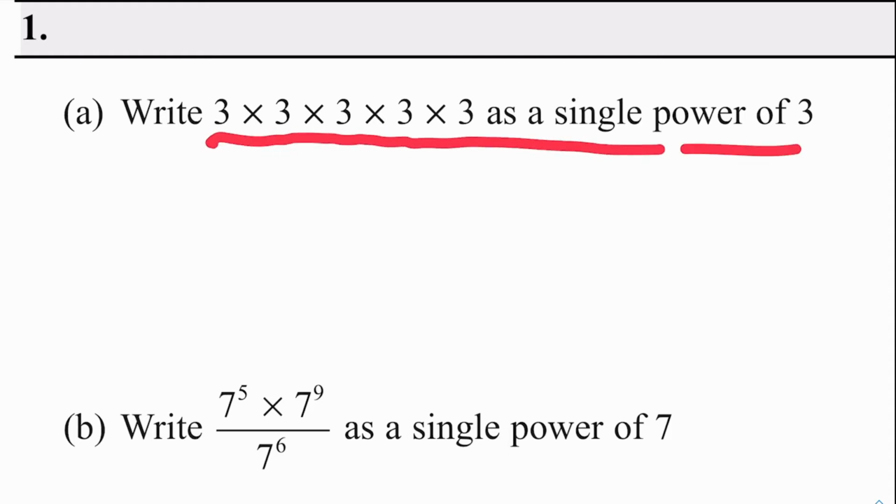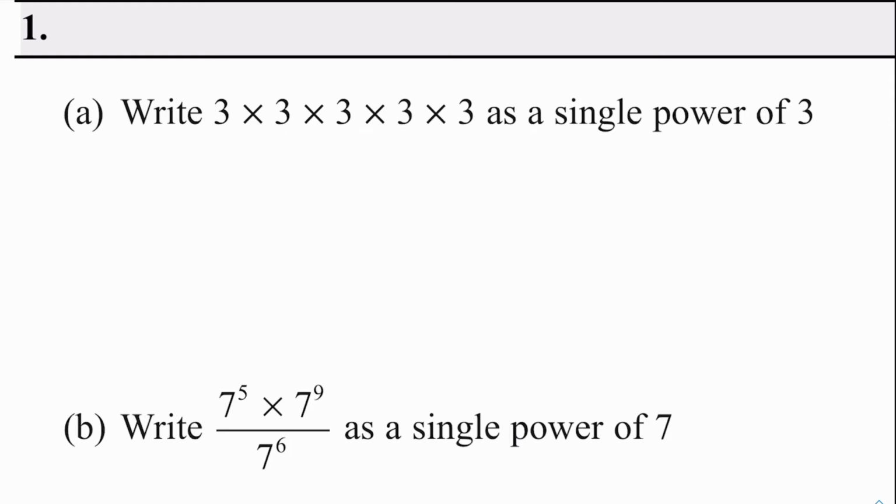3 times 3 as a single power of 3. So a power of 3 just means that the base, which is the number which is being raised to a power, is going to be 3. Okay, and for this question all we have to do is count how many 3's there are here. As there are 5 3's, we can say that it's just 3 to the power of 5. This is because 3 times 3 is equal to 3 squared, and then times 3 again, we get 3 cubed, and so on. So 3 to the 4 and 3 to the 5. So the final answer to this question is 3 to the power 5.